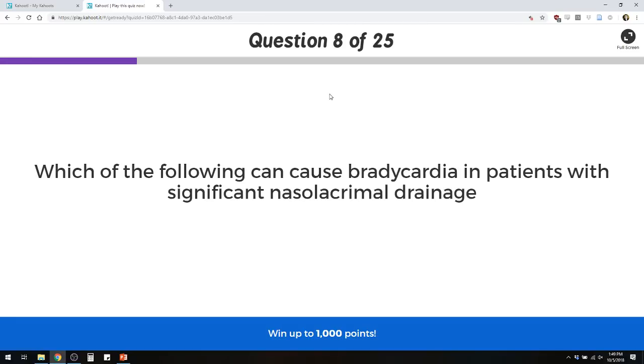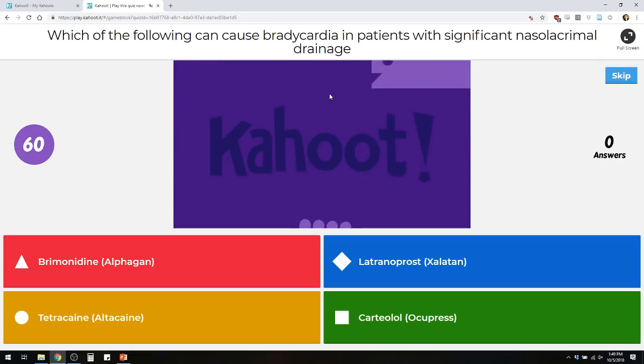Which of the following can cause bradycardia in patients with significant nasolacrimal drainage? So switching over to the eye stuff: brimonidine, latanoprost, tetracaine, or carteolol?